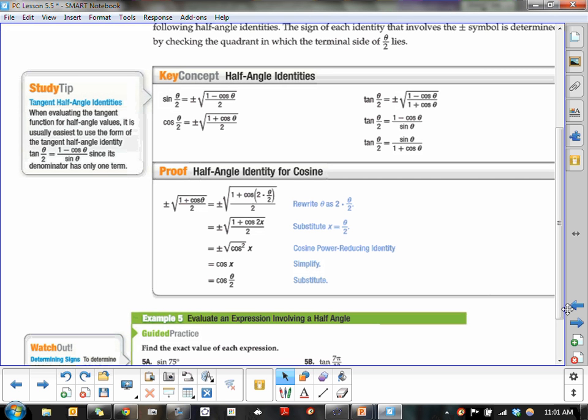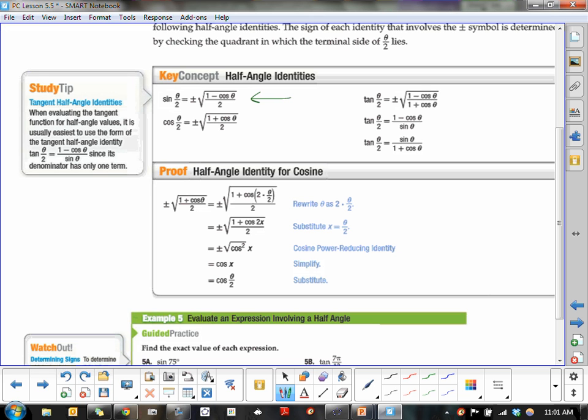Half-angle identities, we're just going to look at them, we're going to apply them right away. We're not going to prove them or derive them. There's a small derivation here for the cosine one. All the others are identical to it. But what we're going to focus on is how we can use half-angle identities to help us find the exact values of other angles that we don't know the exact values of.